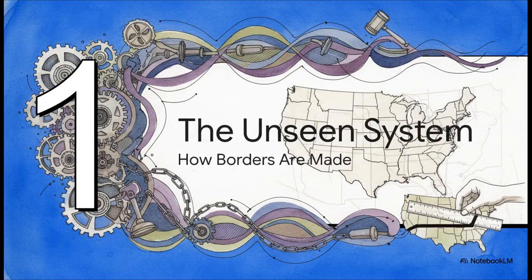So how do these incredibly powerful lines even get made in the first place? It's definitely not random. There's this whole hidden system at work, a process that turns these messy political fights into solid physical geography. So let's pull back the curtain and see how this thing actually works.